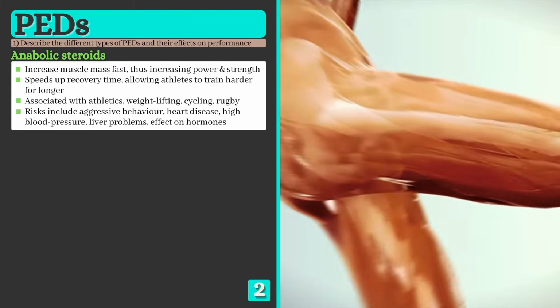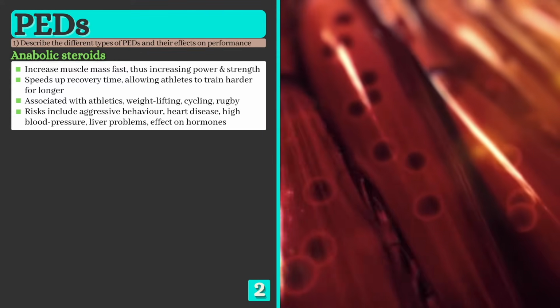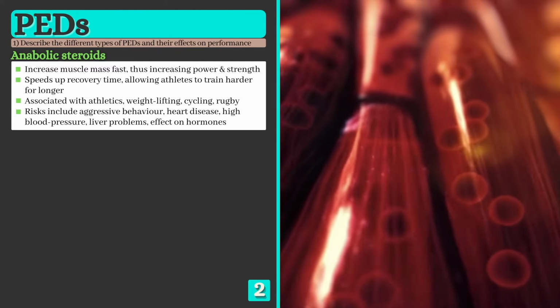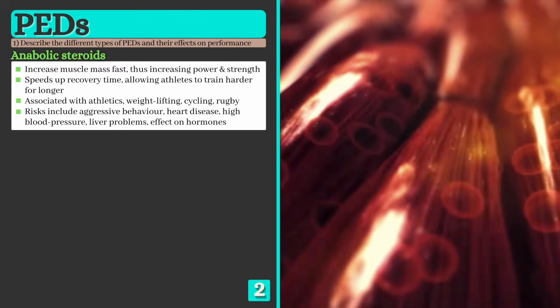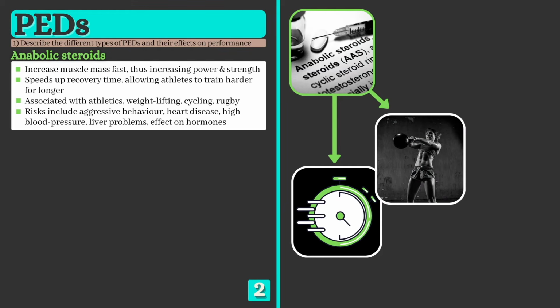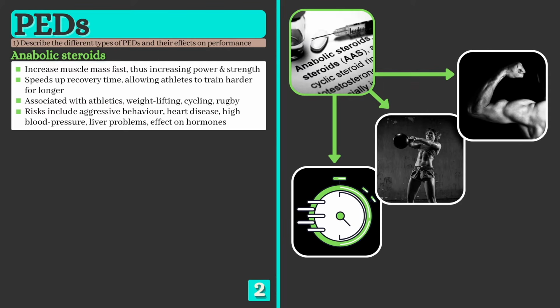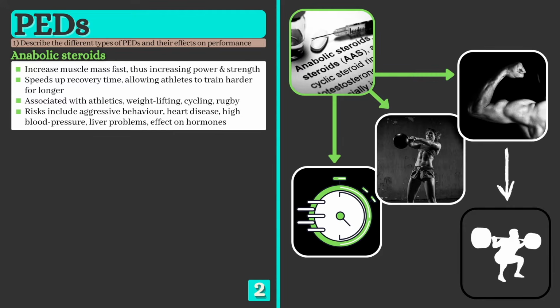Next, we have anabolic steroids, which essentially speed up the rate at which muscle fibers repair themselves after exercise. This not only allows athletes to recover faster and train harder for longer, but also helps them to gain muscle mass more quickly, leading to improvements in power and strength.